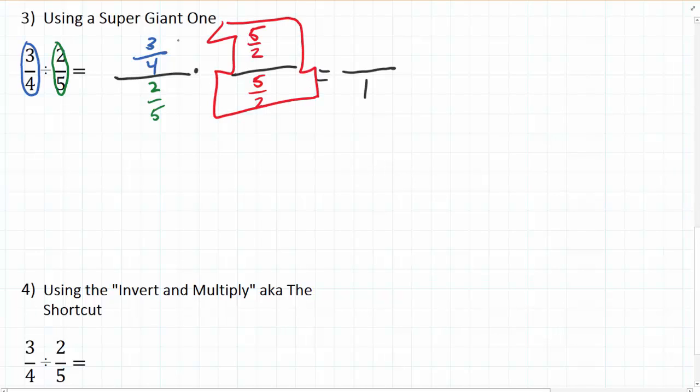Okay, and finally 3 times 5 is going to be 15. 4 times 2 is 8. So this is just 15/8, which simplifies to 1 and 7/8. Okay, so that's the supergiant one method. We need to write it as a superfraction.